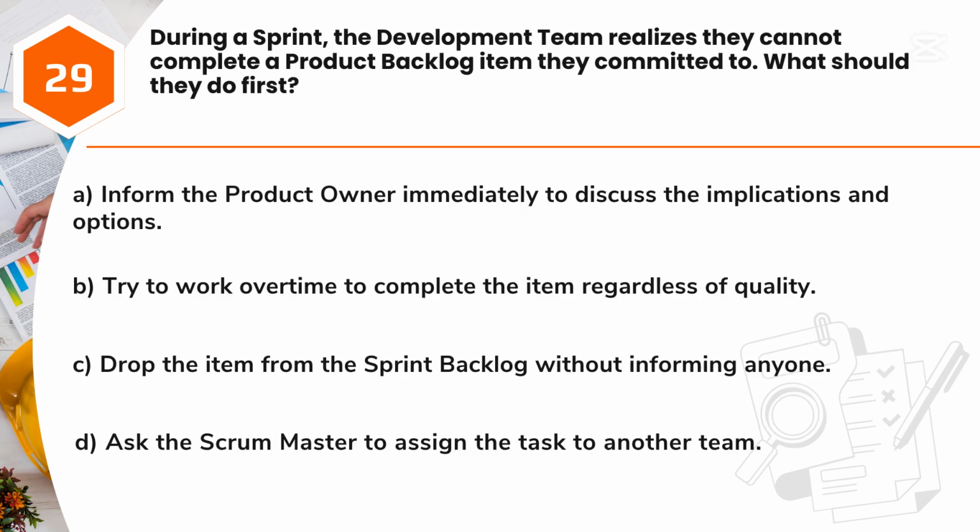Question 29. During a sprint, the development team realizes they cannot complete a product backlog item they committed to. What should they do first? A. Inform the product owner immediately to discuss the implications and options. B. Try to work overtime to complete the item regardless of quality. C. Drop the item from the sprint backlog without informing anyone. D. Ask the Scrum Master to assign the task to another team.